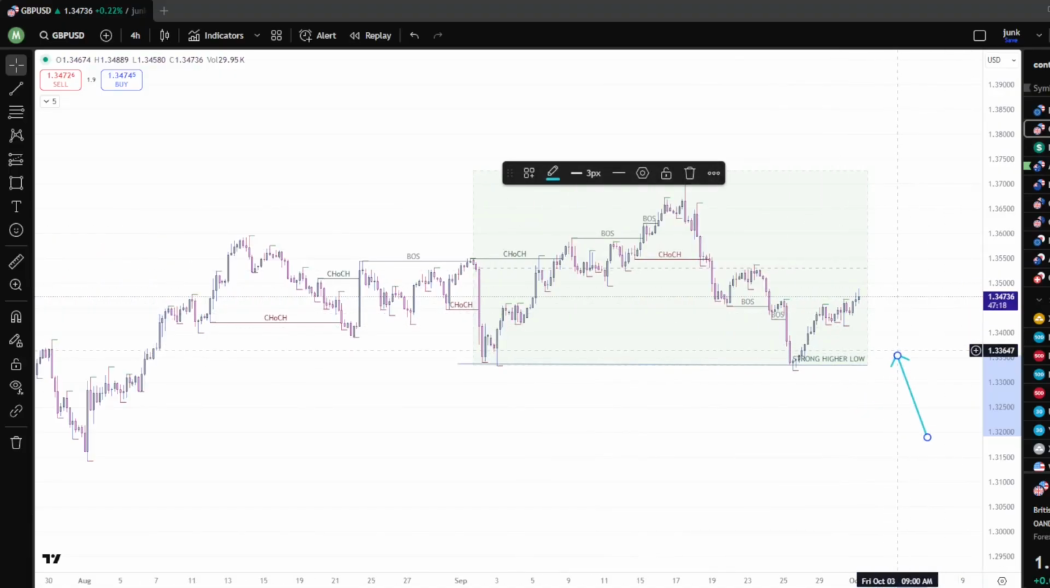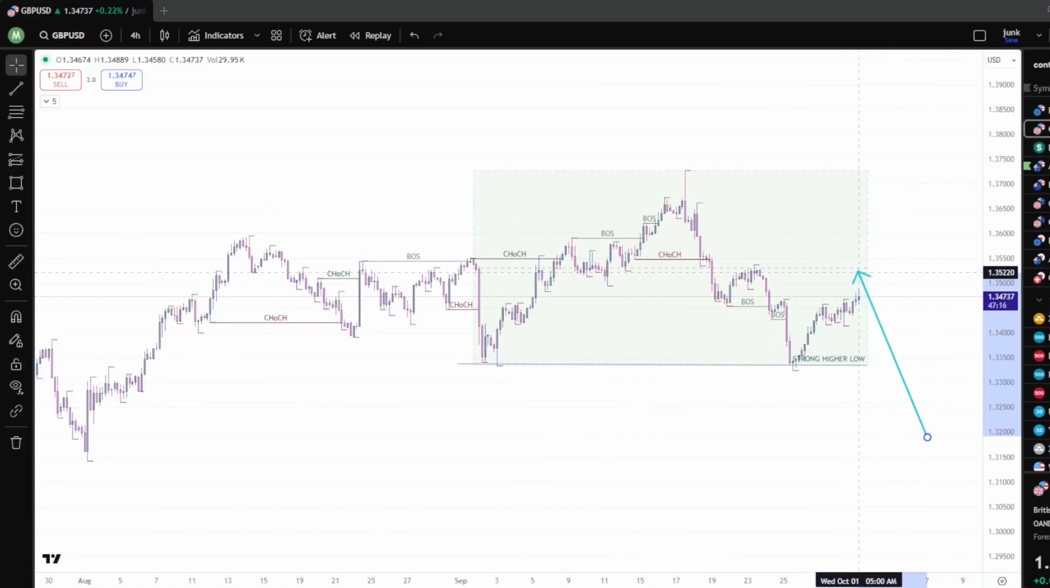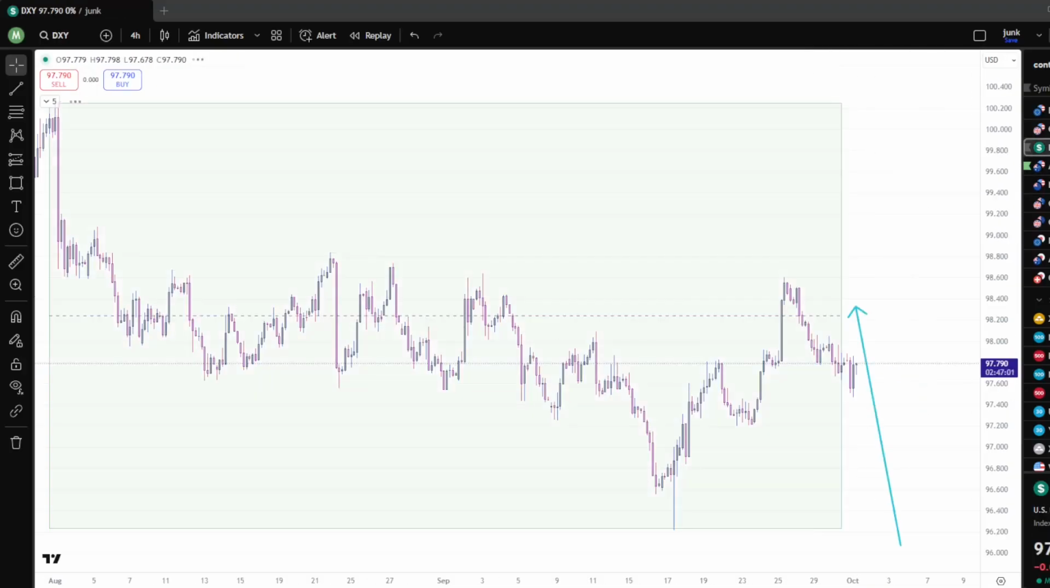So overall, just waiting to see if there is bullish momentum and any type of opportunity to buy if it does retrace on its way back up, because this could be considered that, like I said, that higher low from the previous lows, targeting the highs of the overall range. Then DXY.